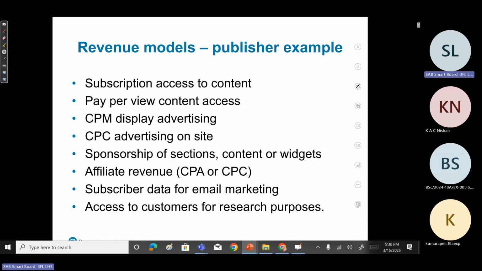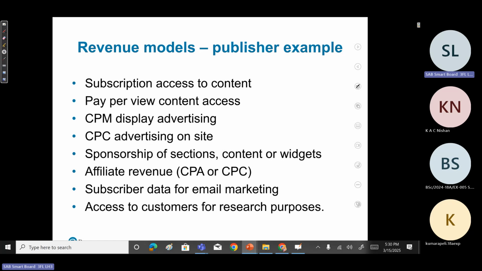But on the other hand, what do you mean by pay per view content access? We'll ask another student. Exactly. Now you pay one by one. Let's say you go to Amazon and you buy a book. Do you get access to all books during that period? No, you only get one book.